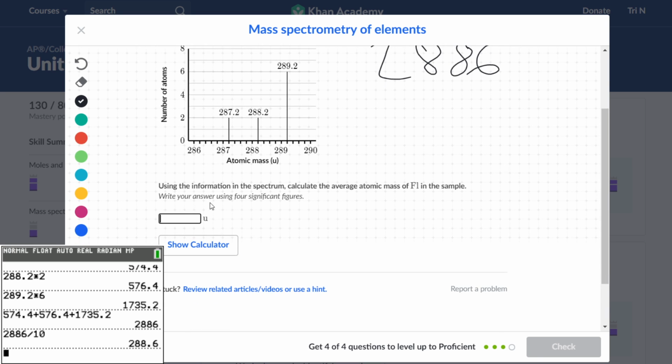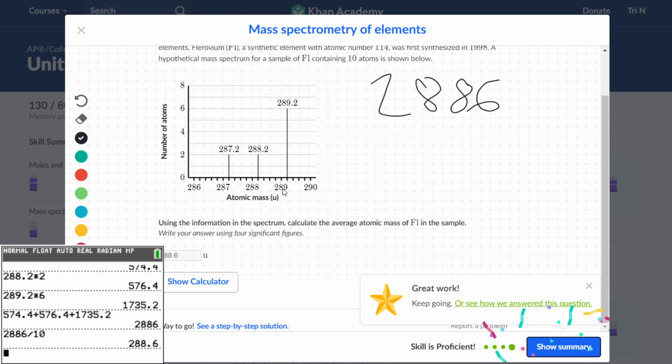And we're going to have an answer with 4 significant figures, so 288.6. Perfect. There we go.